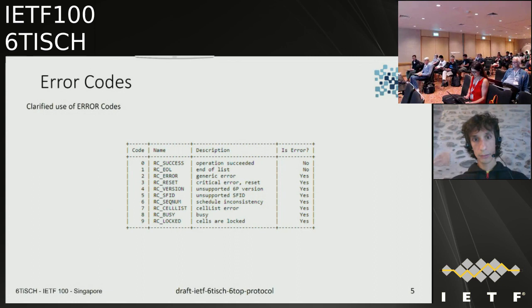Yeah, finally we clarified the error codes. We've gone through all the document. We tried to identify all the cases where an error code is returned, and we tried to make the text as clear as possible. And then we sorted them in this table, also considering whether they are just response codes, without meaning that there's an error, or if they have to be considered an error. So this is the list of error codes that we have identified. And next slide, please.